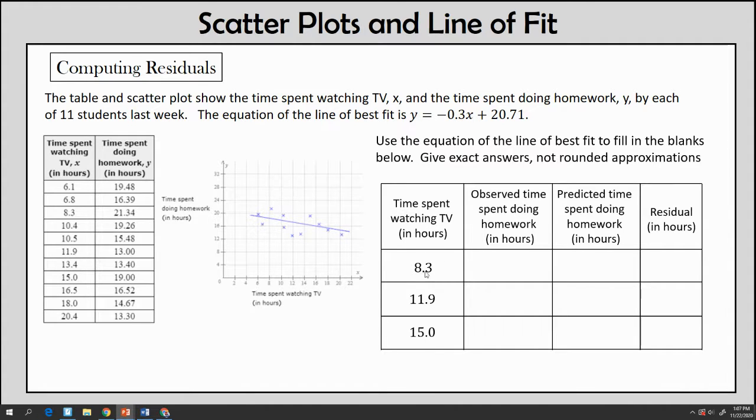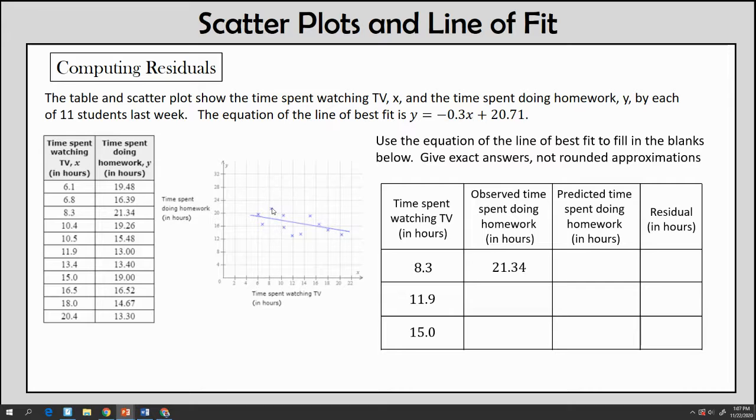These are the inputs. The time spent watching TV: somebody watched it for 8.3 hours right here. When they watched for 8.3 hours, how much time did they spend doing homework? That's the output, the Y value. You get that right out of the chart, 21.34. And if I go over here to 8.3, there's that X.